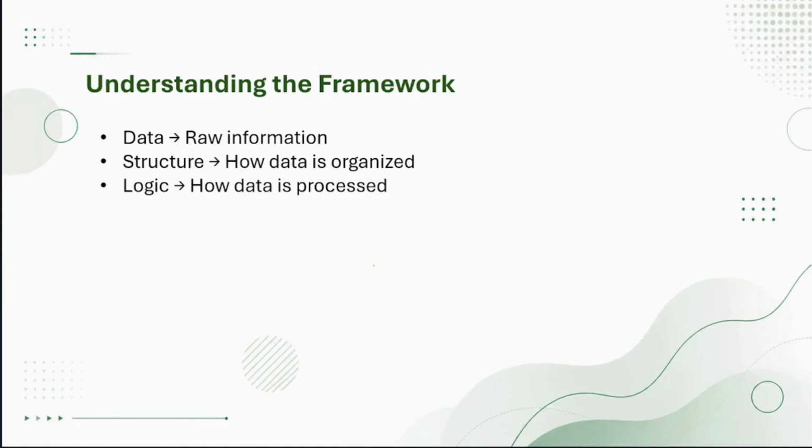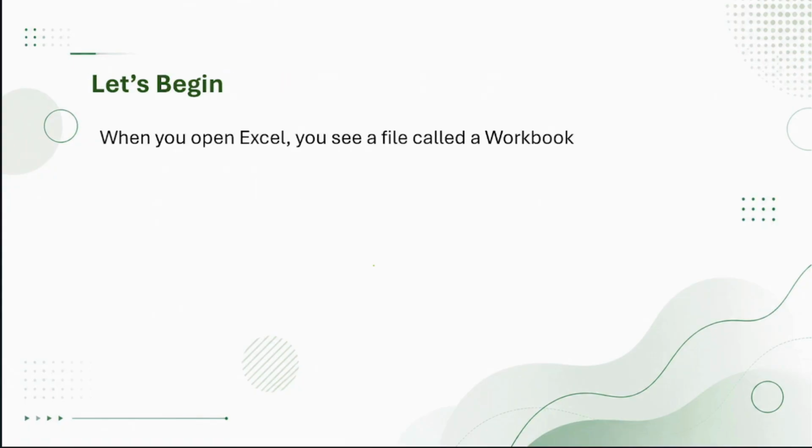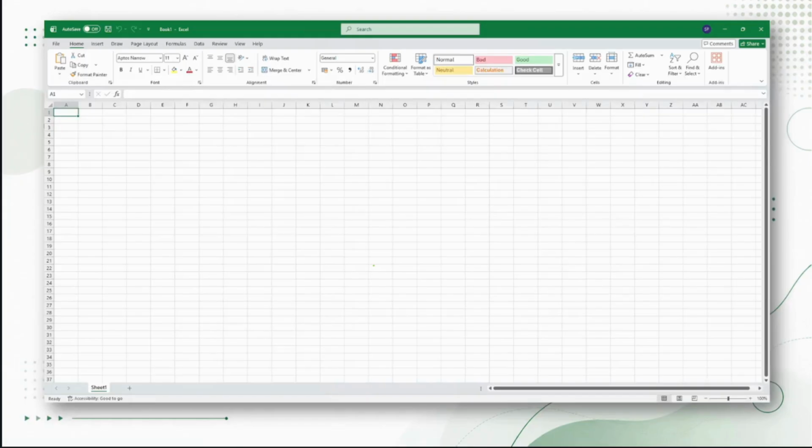Now let's understand the basic structure of Excel. When you open Excel, the file you see is called a workbook. Inside a workbook, there are multiple sheets called worksheets. You can think of them like pages inside a notebook. Like here, you see we open Book1, so it's a workbook, and here Sheet1 is our worksheet. We can add multiple sheets from here.